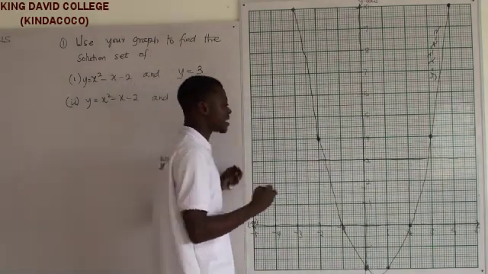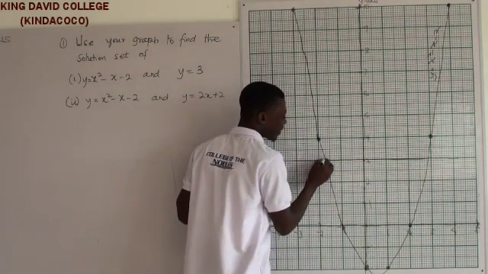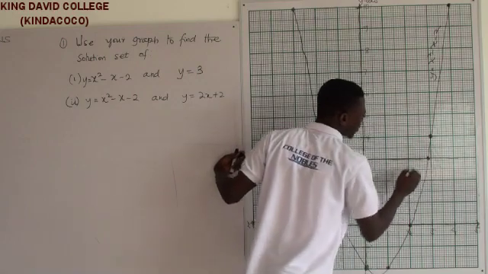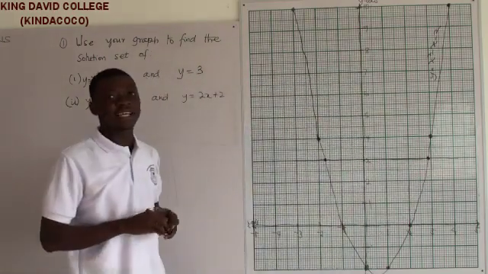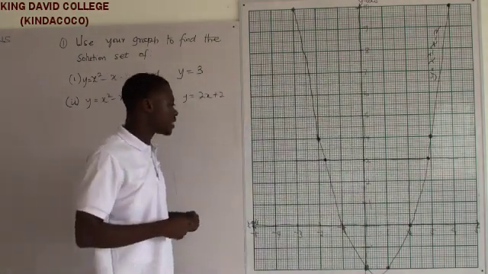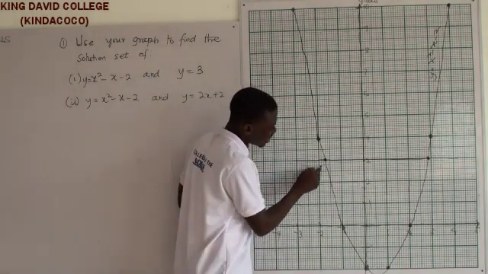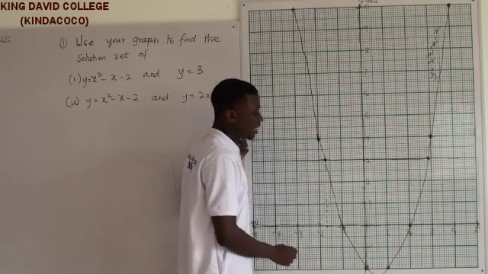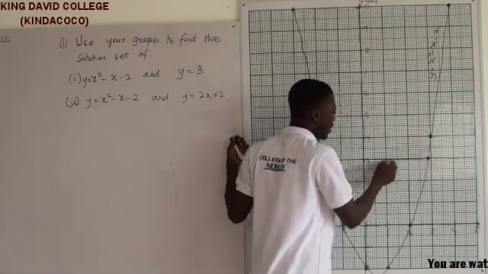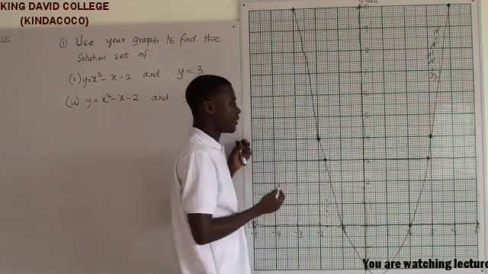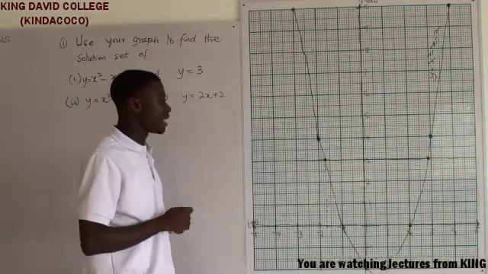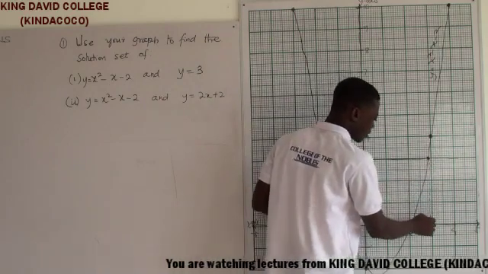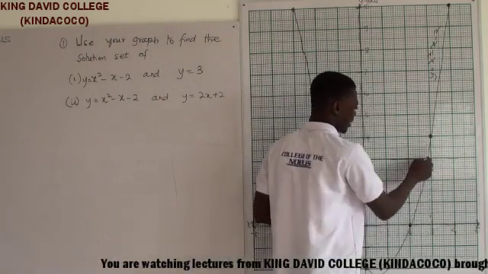Then we realize that this line is going to touch the curve at this point, and it's also going to touch the curve at this point. So it's touching the curve at these two points. All we need to do is get the x value of this point here, and then the y value of that point. We know the y value here is 3. Then the x value of this point as well, and then the y value.